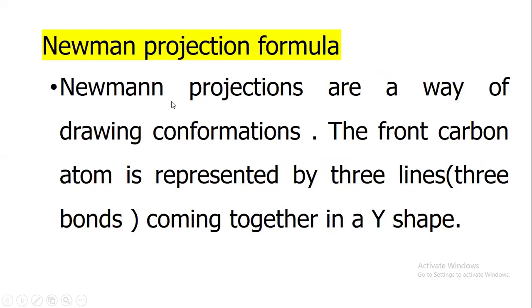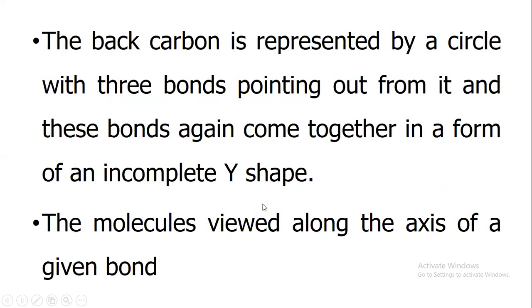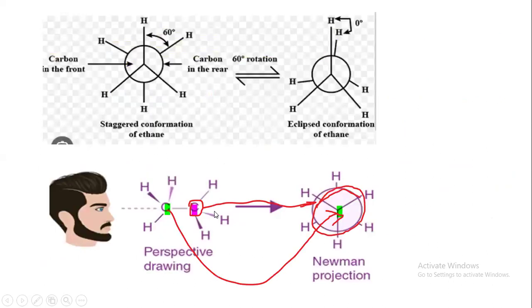Newman projection formula. Newman projections are a way of drawing conformations. The front carbon atom is represented by 3 lines, 3 bonds coming together in a Y shape. The back carbon is represented by a circle with 3 bonds pointing out from it, and these bonds again come together in the form of an incomplete Y shape. The molecule is viewed along the axis given below.